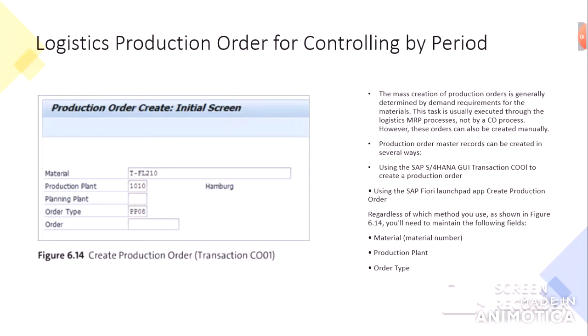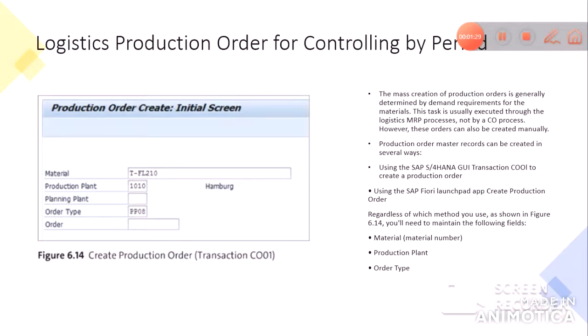So, logistics production order for controlling by period. Create production order. The mass creation of production orders is generally determined by demand requirements for the materials. This task is usually executed through the logistic MRP processes, not by a CO process.